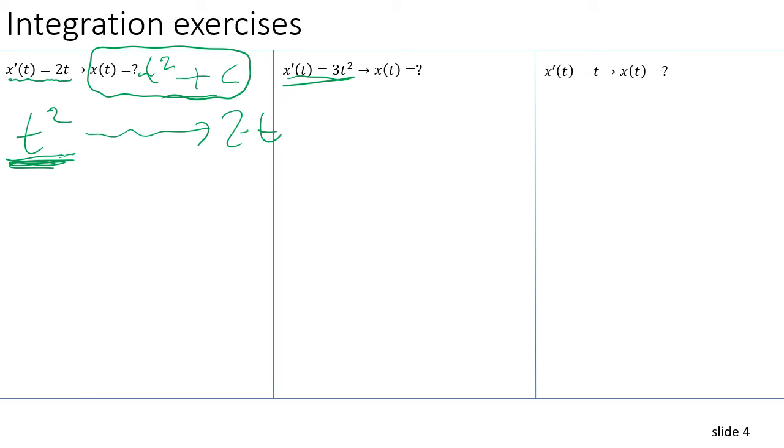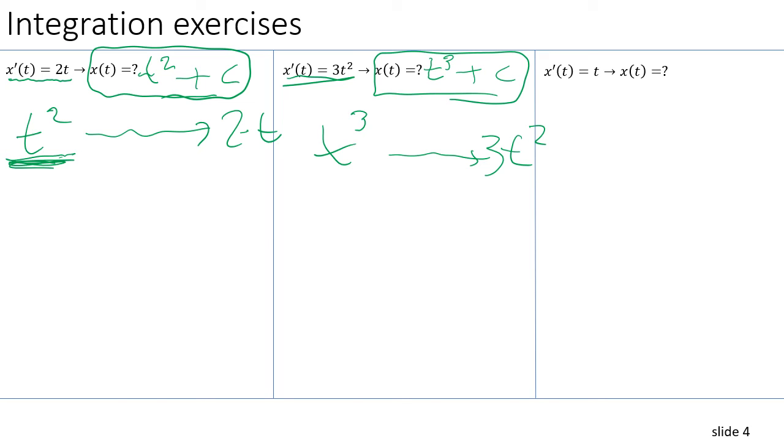Okay, time for this question. What is the integral of x prime of t equals 3 times t squared? We knew from the rules of differentiation earlier that the derivative of t to the third power is 3 times t squared. And so our answer for this question is t to the third power plus c. This is our integral.